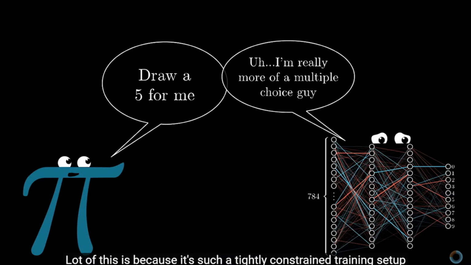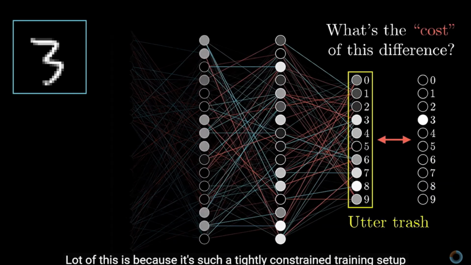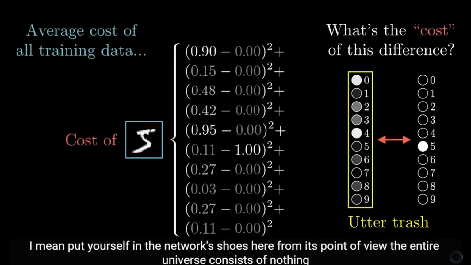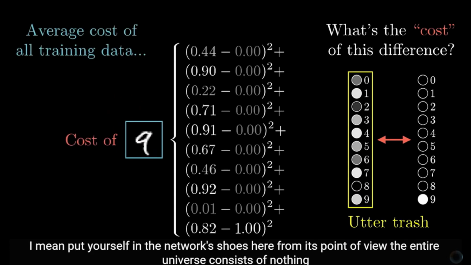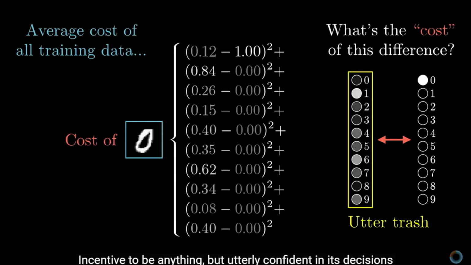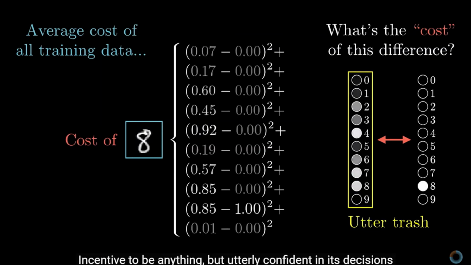A lot of this is because it's such a tightly constrained training setup. I mean, put yourself in the network's shoes here. From its point of view, the entire universe consists of nothing but clearly defined, unmoving digits centered in a tiny grid, and its cost function just never gave it any incentive to be anything but utterly confident in its decisions.